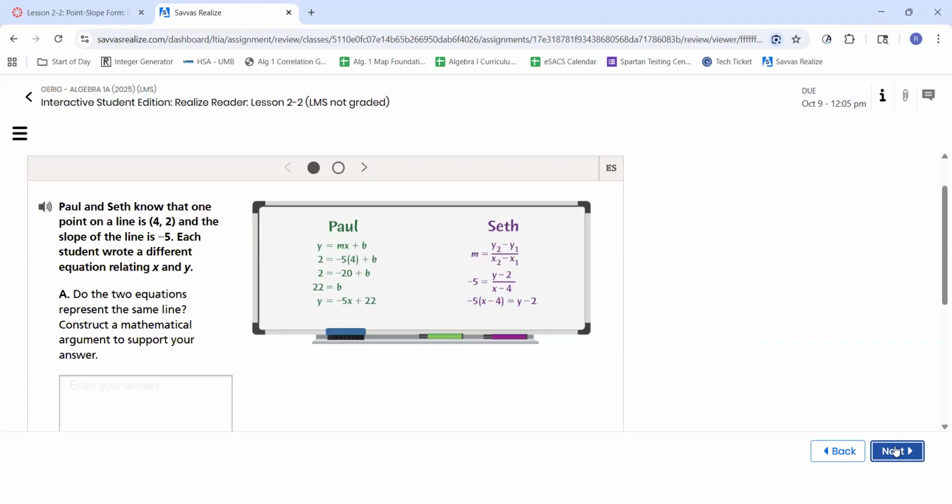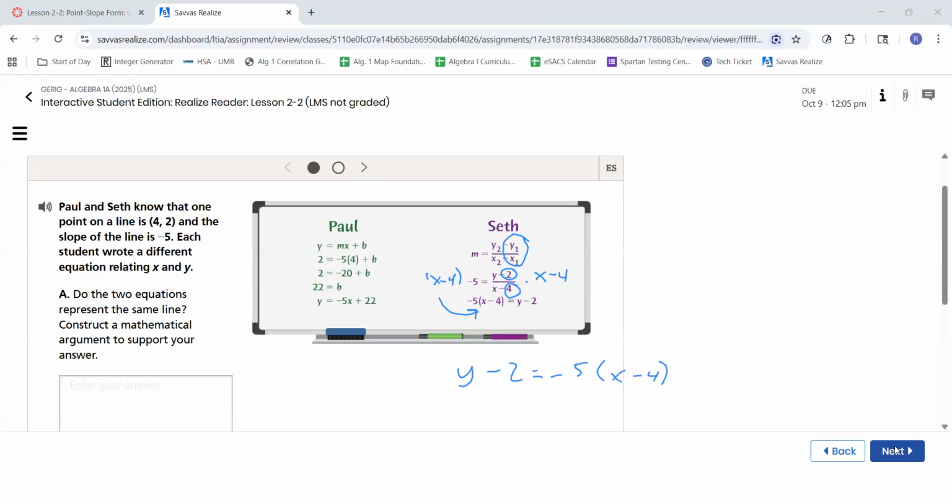Seth did something different. Okay, so Seth took the 4 and the 2 and put them in here. Y value is 2, so we put it on top. That's what you see here. The x value is 4, so we put it on the bottom, like you see here. Okay, then he multiplied both sides by x minus 4, and you see what you have down here. So you have -5 times x minus 4 equals y minus 2. And that is actually good. So typically you see it y minus 2 equals -5 times (x minus 4).